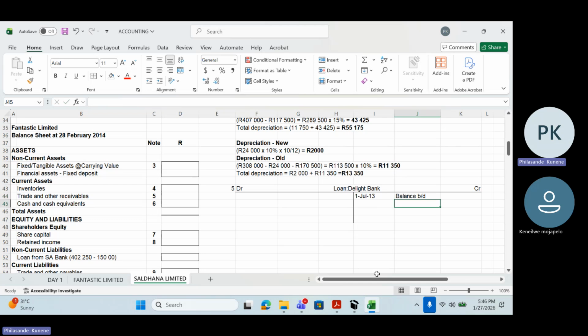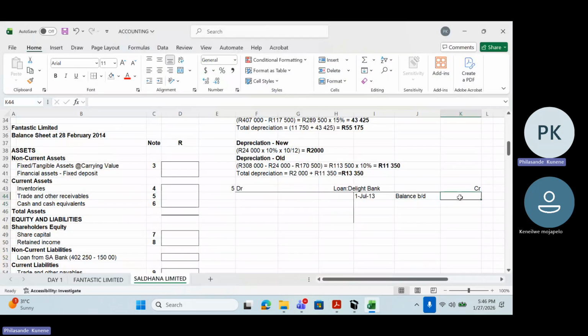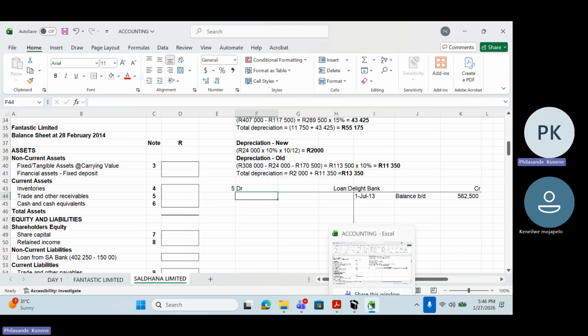My balance brought down will be the amount provided here, 562,500 rand. So I'm going to record it here, 562,500 rands. Okay, then what am I going to have after that? I need to record what? On the same day, this side, okay.